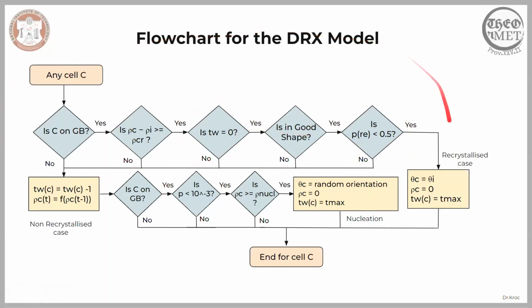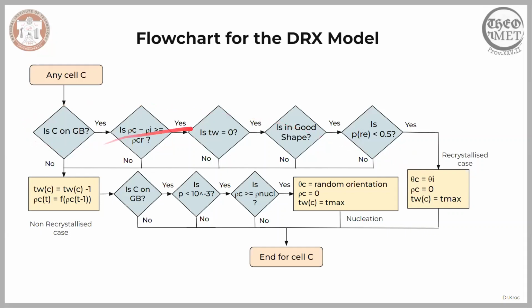So if all these criteria are met, then a recrystallization event happens for that cell, which essentially means that the dislocation component will be set to 0, which means the recrystallized cell is defect free, and the waiting time is set to the maximum possible value, and the orientation of the cell is set to that of the neighbor, which means that the cell with a lower dislocation density consumes the one with the higher dislocation density.